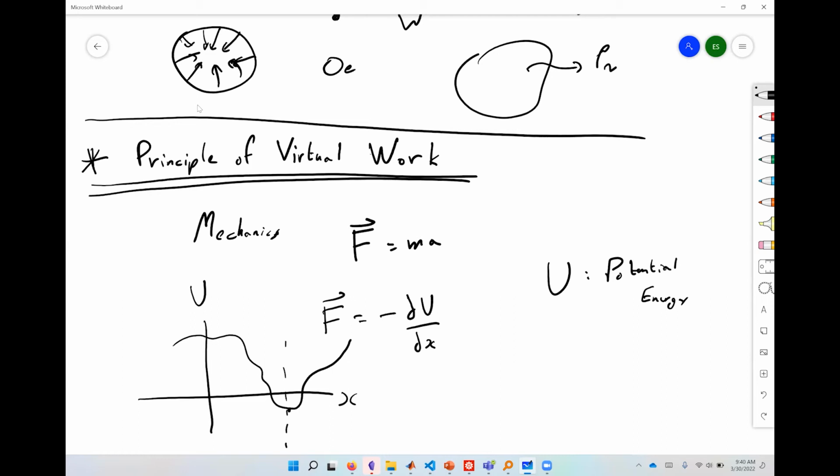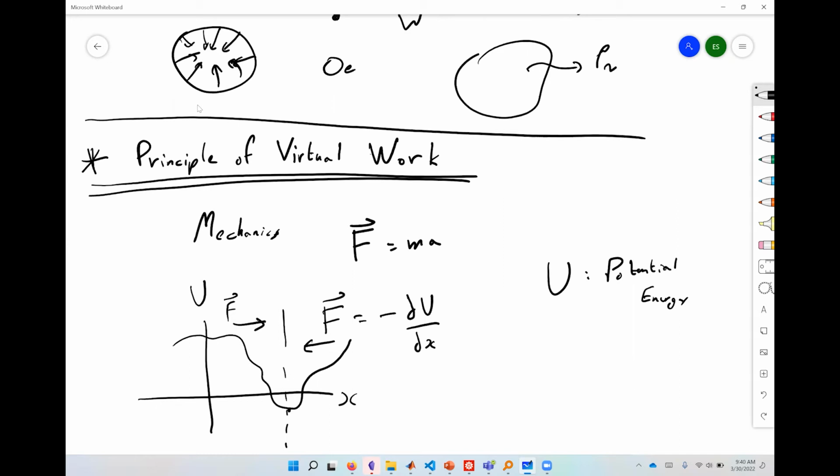So the force here in this region is going to be pointing in this direction, minus dU over dx. dU is decreasing, so this is negative, so it becomes positive, and the force in this region is pointing towards this direction. So if you have the potential energy over space, the forces act in a way such that they try to bring your system to the point of minimum potential energy.